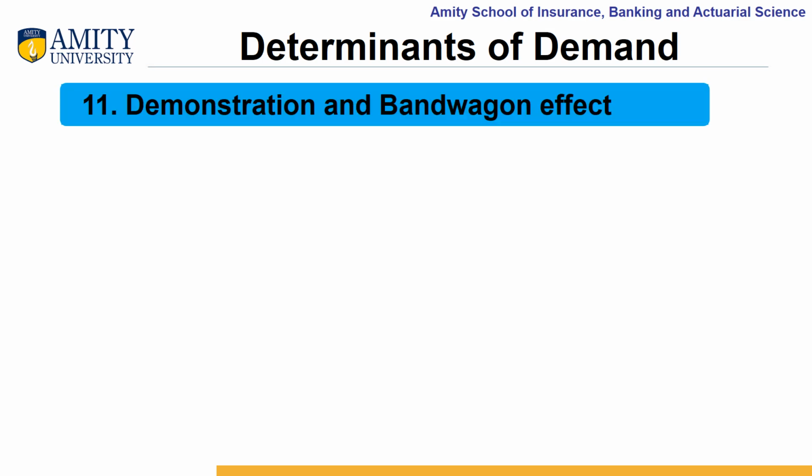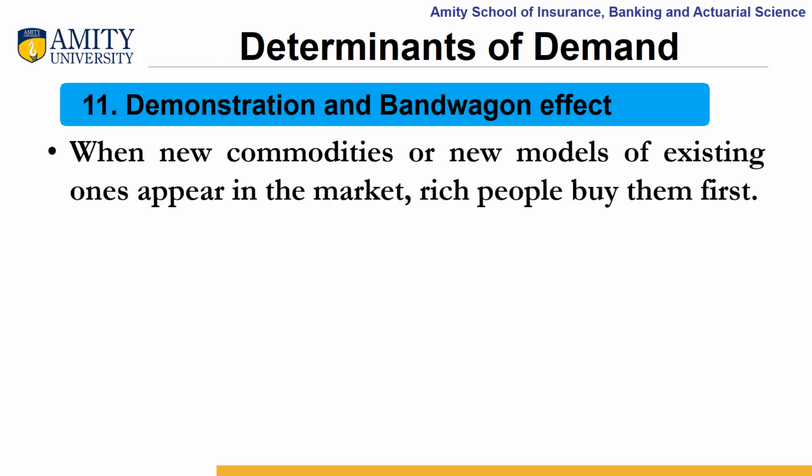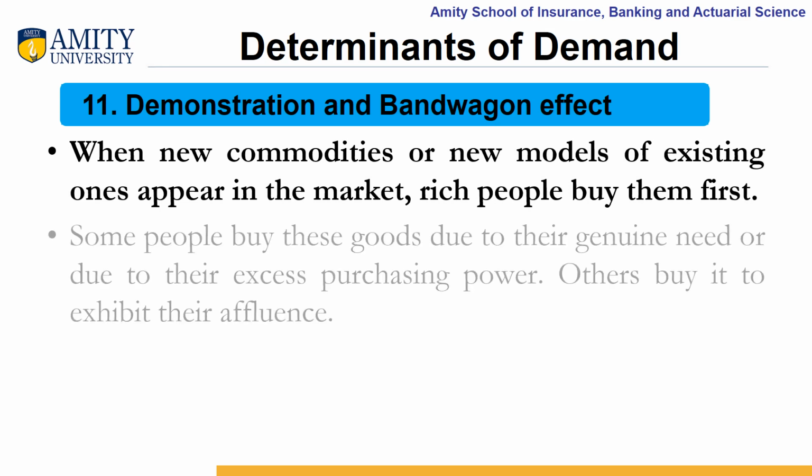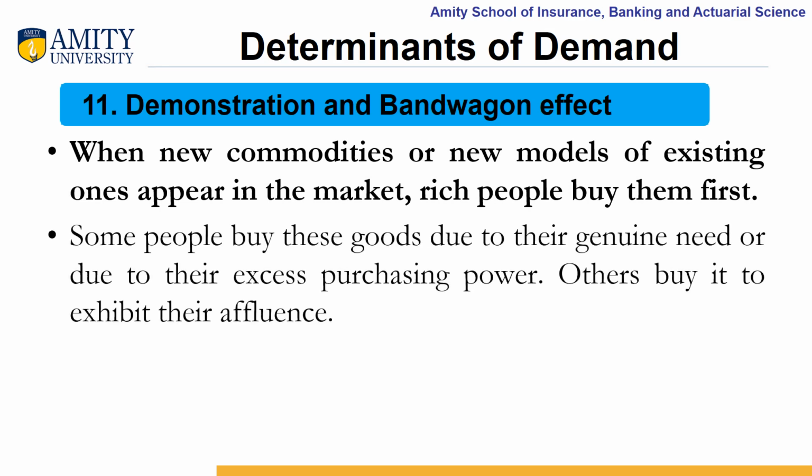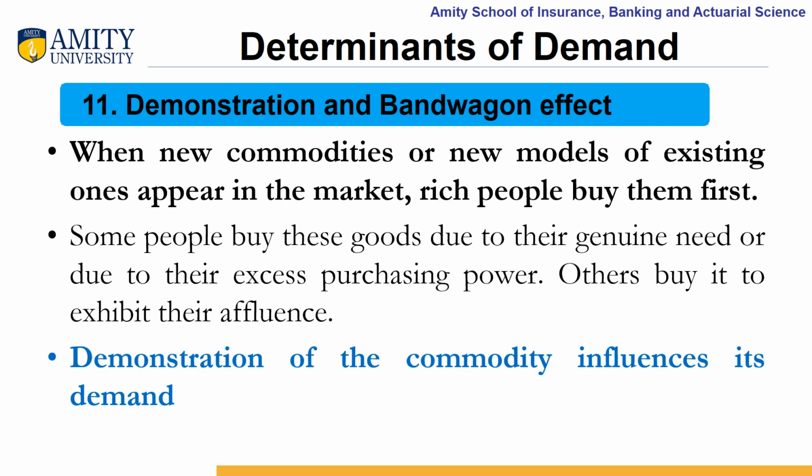Another factor may be the demonstration and bandwagon effect. Let us try to understand these two and how they affect the demand of the commodity. When new commodities or new models of existing ones appear in the market, rich people buy them first. Some people buy these goods due to genuine need or due to their excess purchasing power. Others buy them to exhibit their affluence. So demonstration of the commodity influences its demand. If demonstration is there for a commodity, the demand is likely to be higher for that commodity.